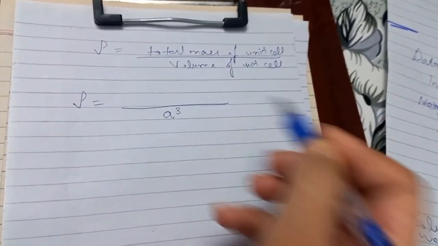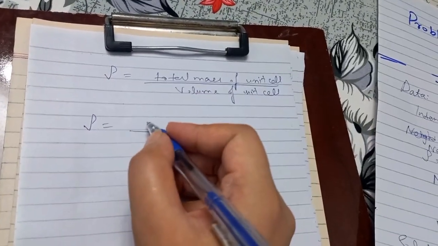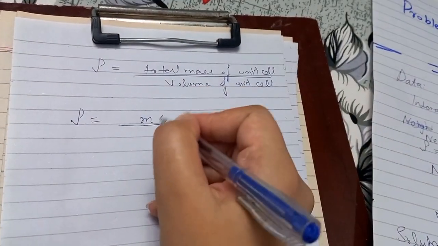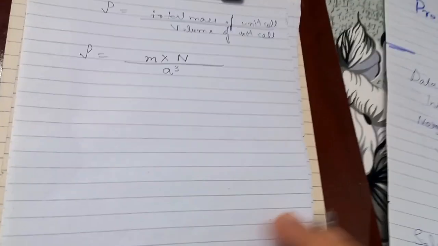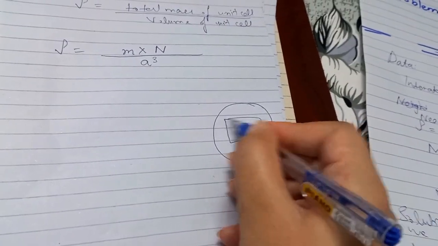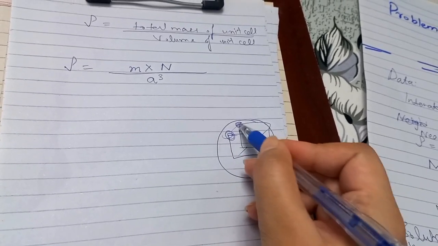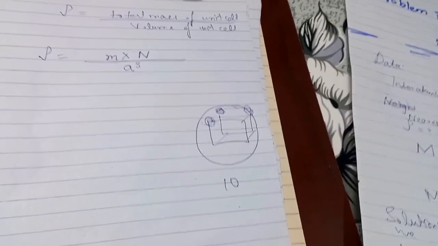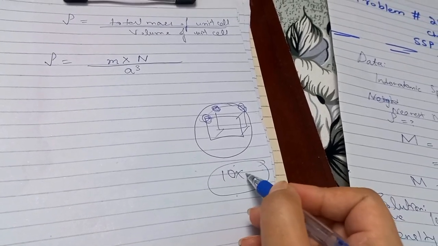So it's a cube, and the total mass of the unit cell is equal to the mass of each silicon atom multiplied by the total number of atoms per unit cell. For example, roughly speaking, if there are maybe 10 atoms in a unit cell, the total mass of the unit cell will simply be the total number of atoms multiplied by the mass of each atom.